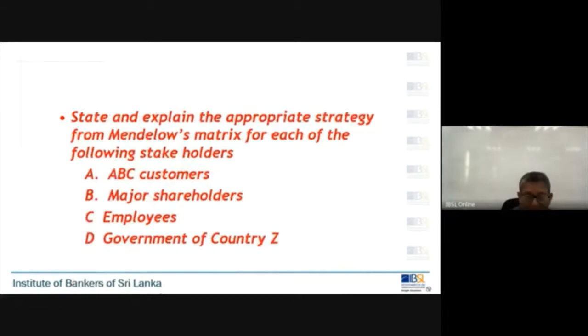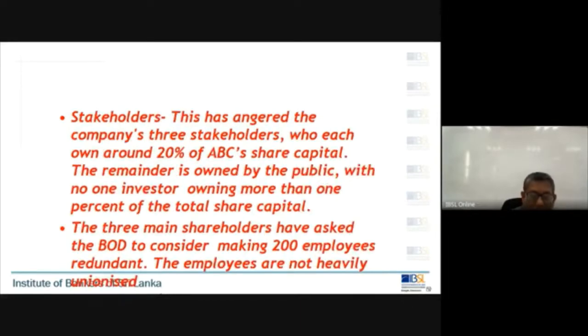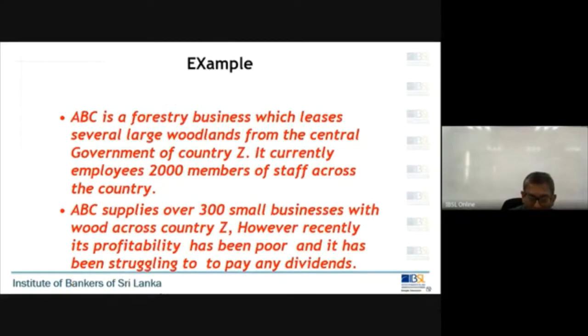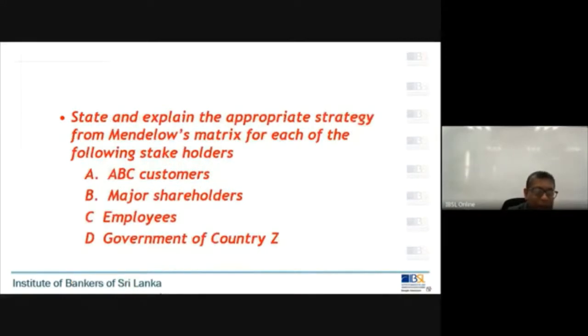Then we have the country. It is one of our stakeholders because it is their woodland that we are cutting. So we have 4 stakeholders. Now the question is telling us to identify a strategy based on Mendelow's theory. Right? We try to understand that. I think you understood the concept. Right? Now let's look at it.